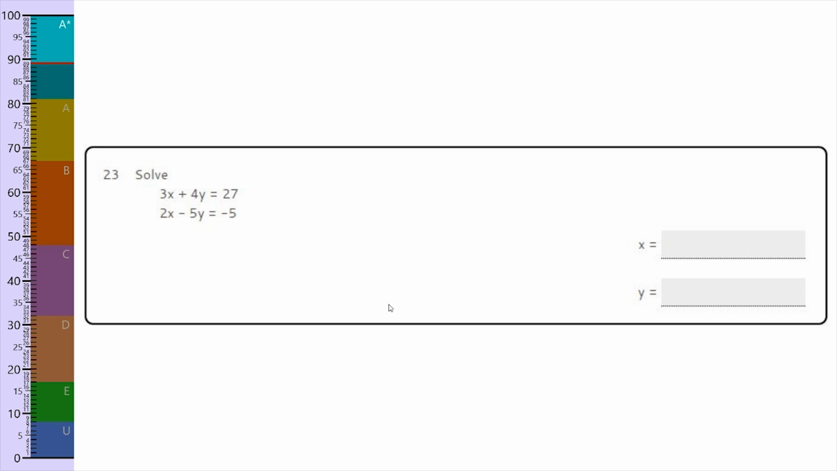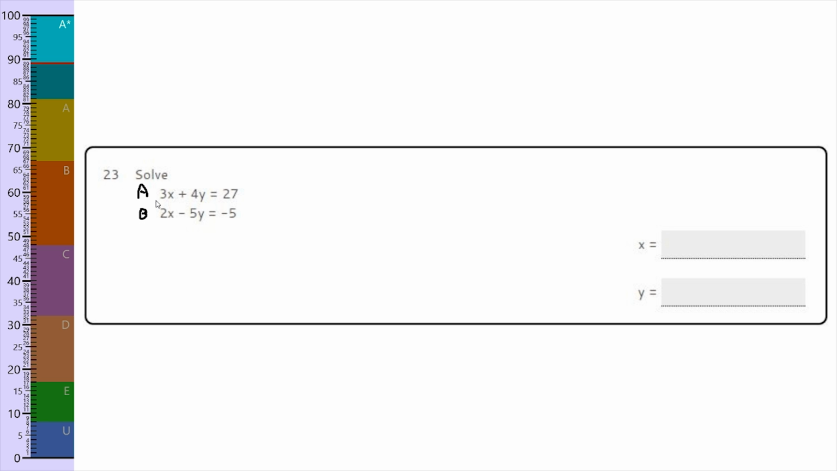Okay, so we have some simultaneous equations. Objective of these is to get one of these things the same, either the x's or the y's. I normally pick the x's, normally it just makes things easier, for me anyway, but it's up to you. Some people label these A and B, so I'm going to, I don't normally. 3 and 2, they both go into 6, so I'm going to make them both 6.